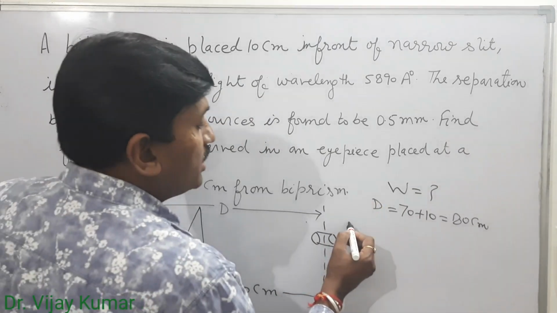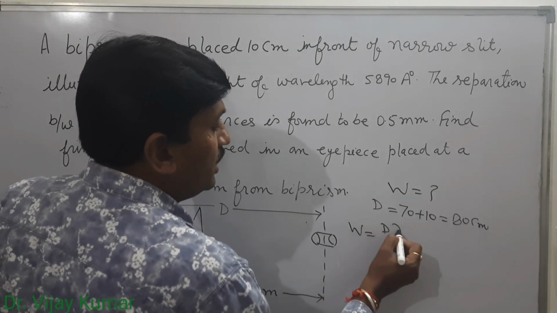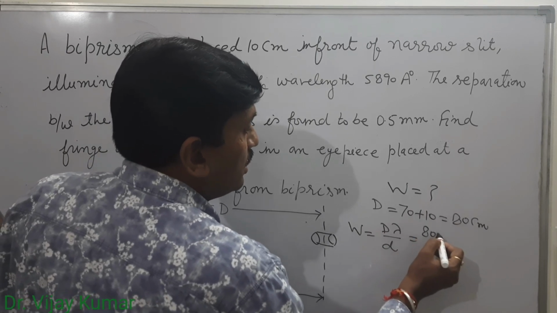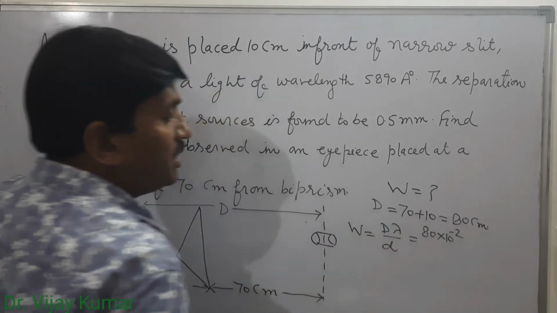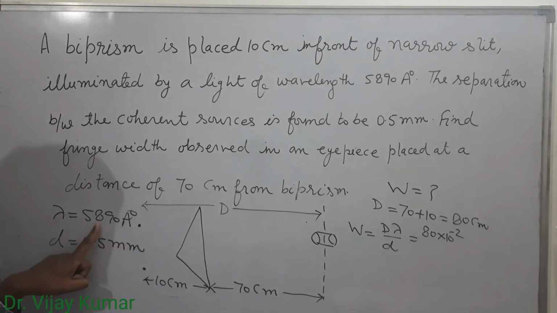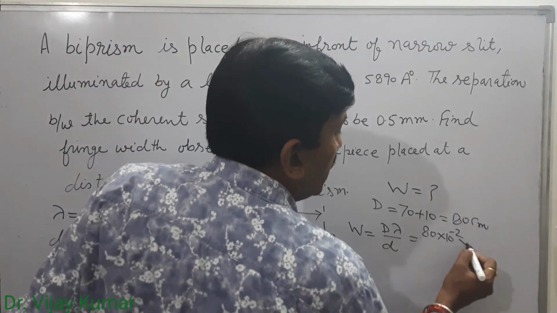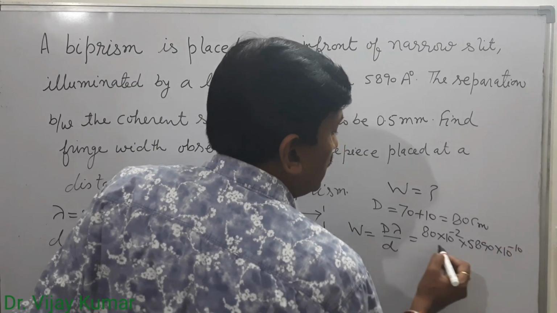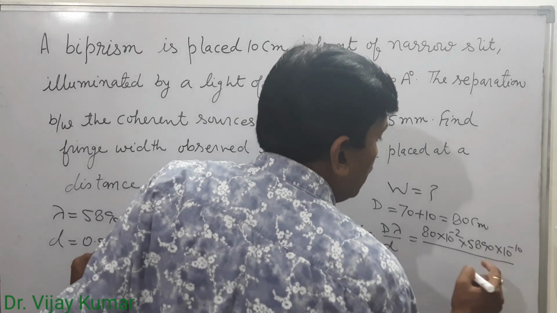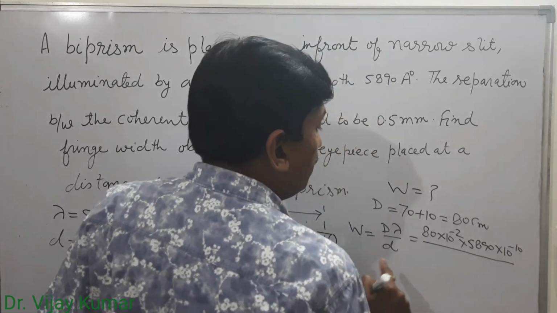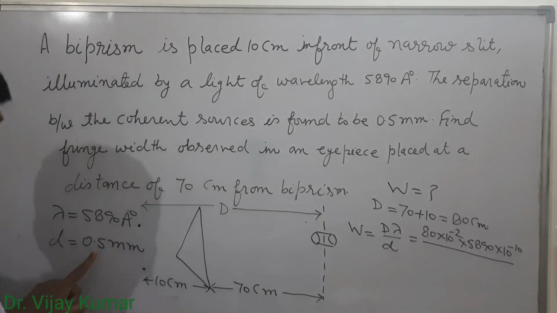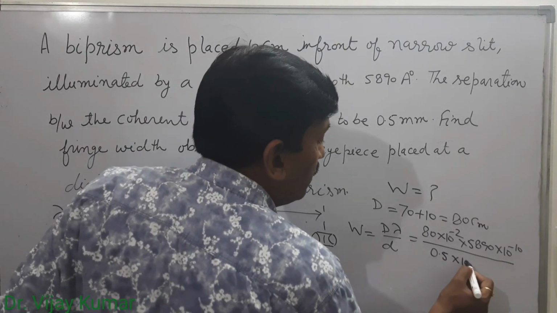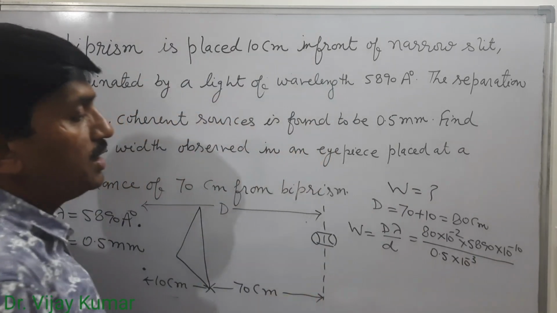We have to determine the fringe width. It should be capital D lambda upon small d. Capital D means 80 centimeter, and we can convert it into meter. Lambda is 5890 angstrom, and we can convert it into meter by multiplying by 10 to the power minus 10. And small d is 0.5 millimeter, again multiplying by 10 to the power minus 3.